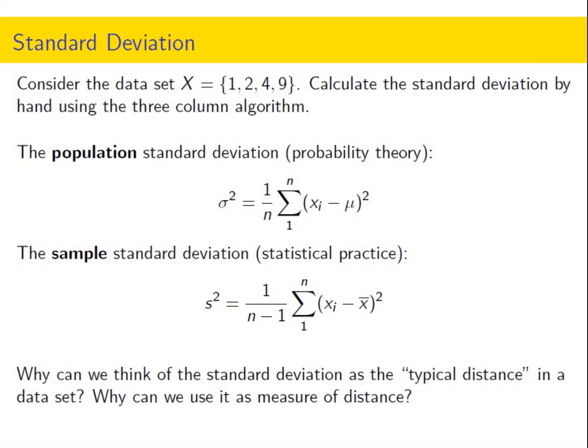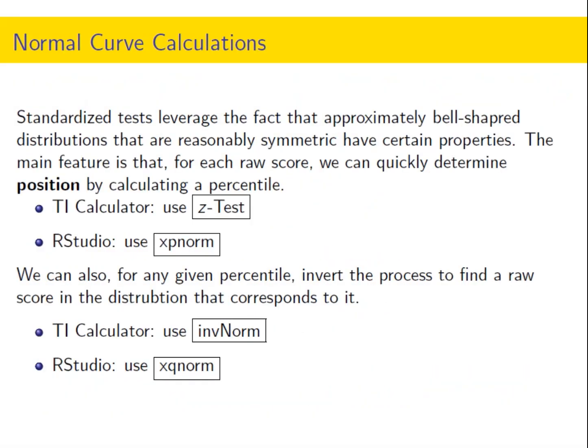We're covering a lot of ground. The next topic today is normal curve calculations. The reason the bell curve is so useful is because each vertical line in the bell curve corresponds to an exact percentile, which means that if we know the raw score somebody has in the distribution, we can figure out their percentile. And if we know their percentile, we can figure out what their raw score was.